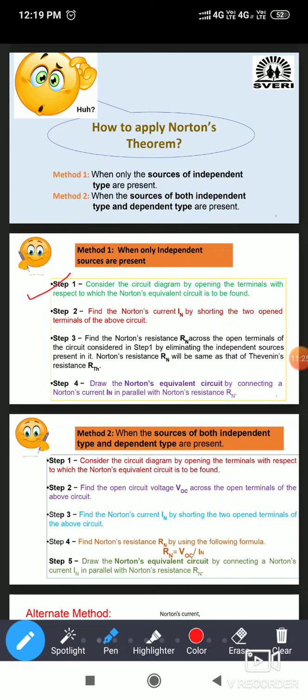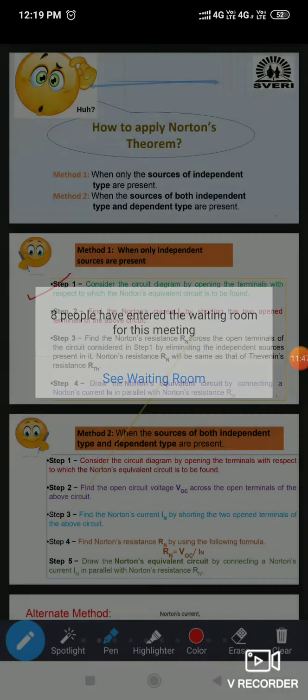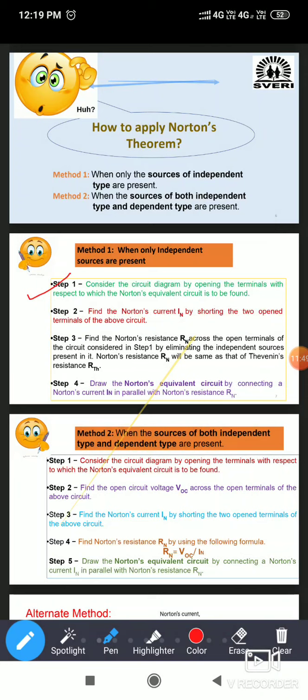So first step is what? Consider the circuit by opening the terminals with respect to which Norton's equivalent circuit is to be found. So observation you have to do. Once the observation is clear, you have to identify the nodes. That is, you have to identify the terminals A and B, C and D, whatever it may be, 1, 1 dash, 1, 2. Once you find these two terminals, you can make it open. If a resistor or any component is connected between these two terminals, you can clearly make it open. Okay, that is step 1.